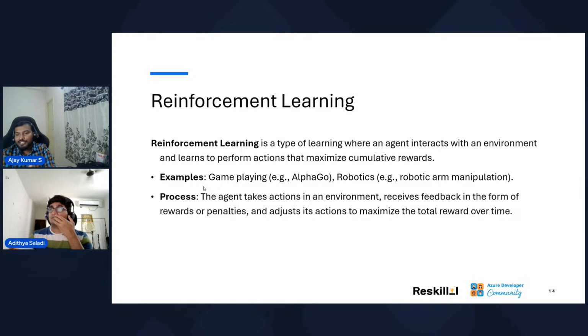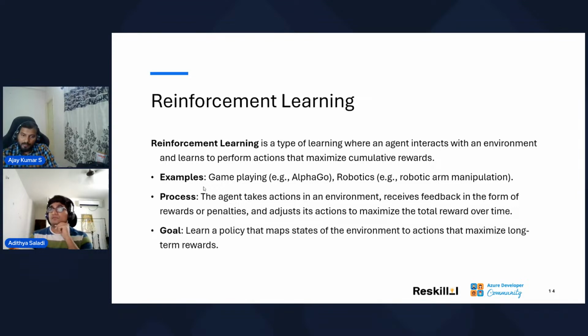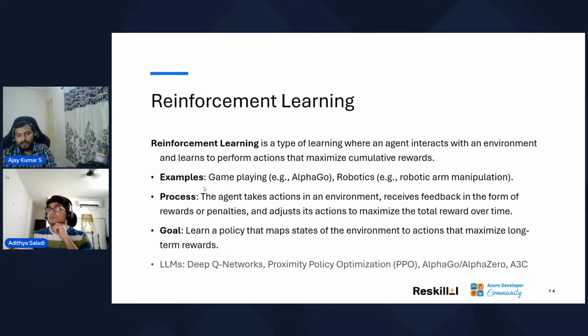Your algorithm learns from these actions and the outcomes based on the rewards which it gets, right? So again, the goal is to learn a policy that maps states of an environment to an action to maximize the long-term reward, right? I think you will be clear once I explain that in the next slide with an example, right?